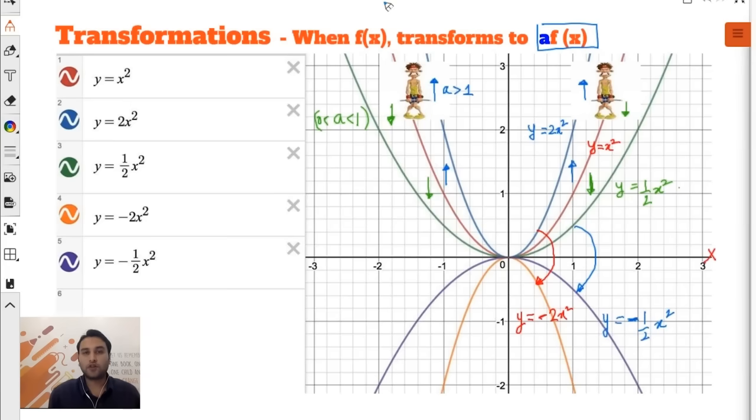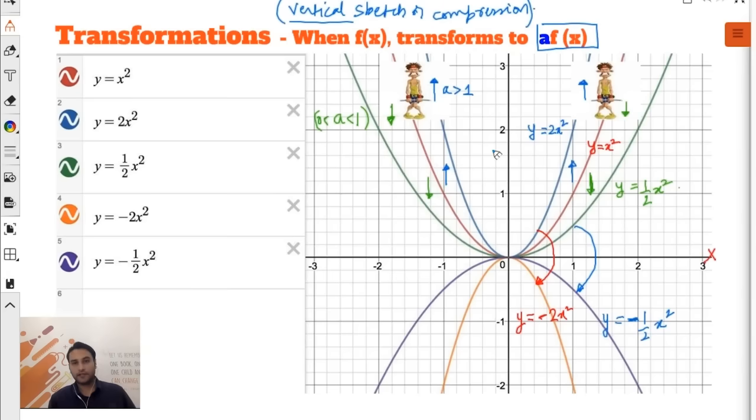Cool? So what do we call this transformation? We will call it vertical stretch or compression. Vertical, this is along the y-axis. Okay? Got it, guys? Make sense?